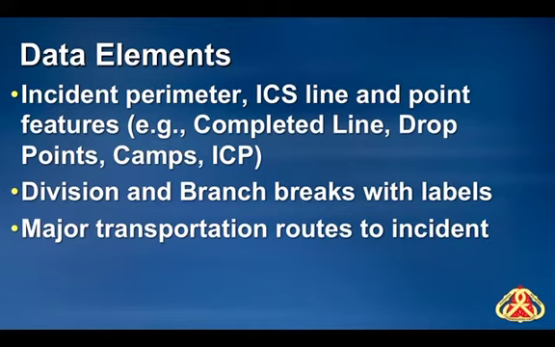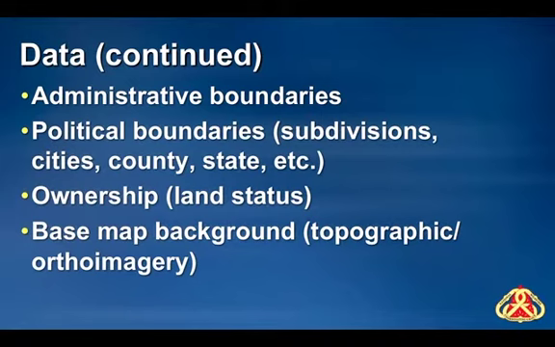Data elements to include are the incident perimeter, ICS line and point features, such as completed line, drop points, camps, ICP, etc. Division and branch breaks with labels, major transportation routes to the incident, as well as administrative boundaries, political boundaries, such as cities, counties, states, ownership, and base map backgrounds, which could include topographic or orthoimagery, depending on the request.